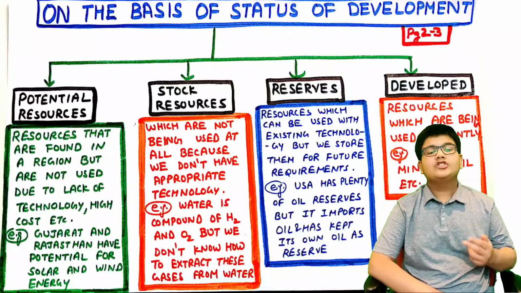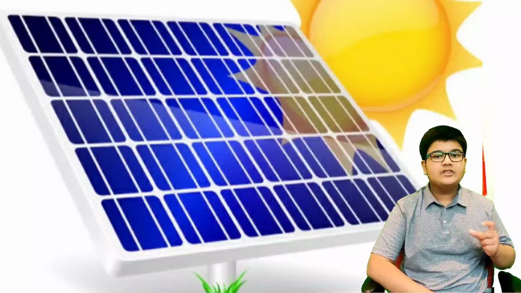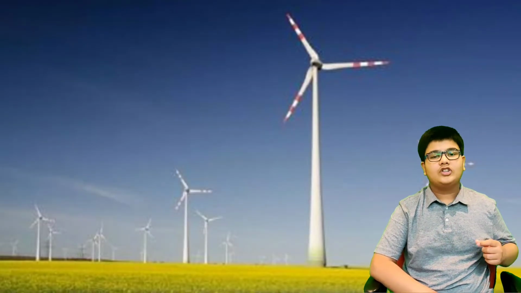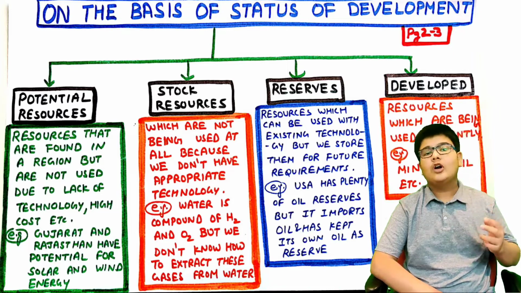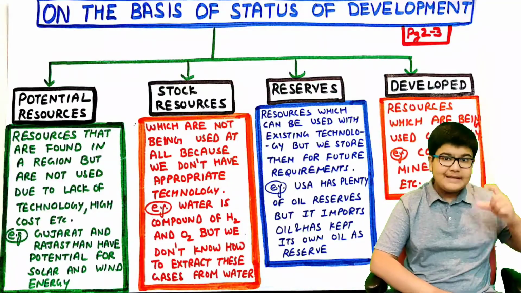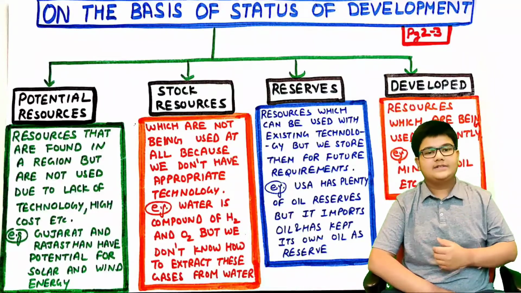For example, Gujarat and Rajasthan have very high potential for wind and solar energy generation, but due to lack of technology or very high cost, it is not being used. So potential resources are the resources which can be used but are not being used because of various factors.